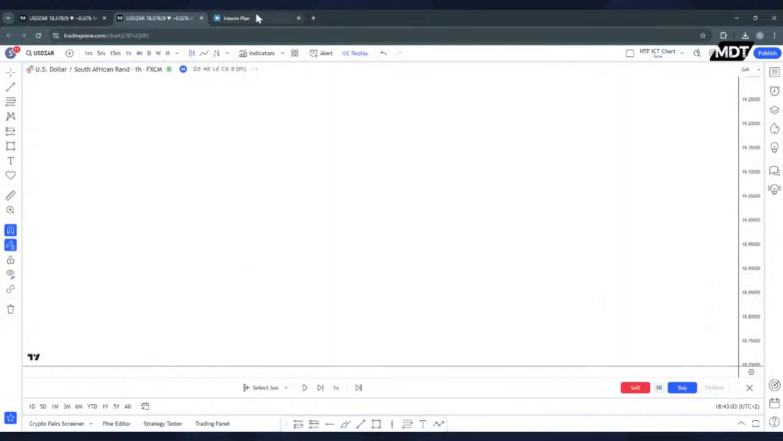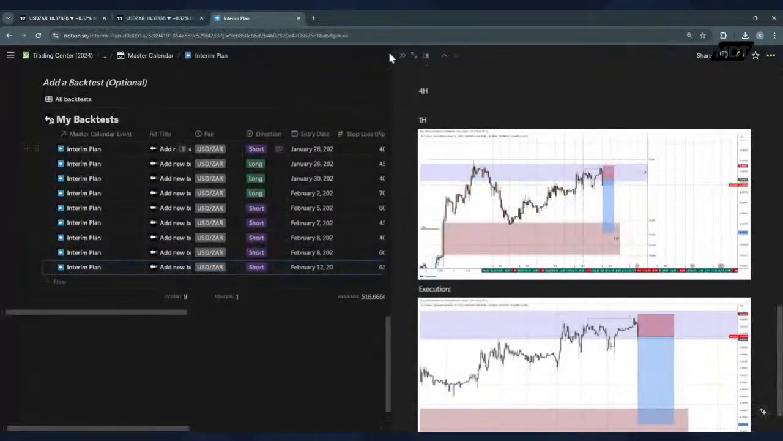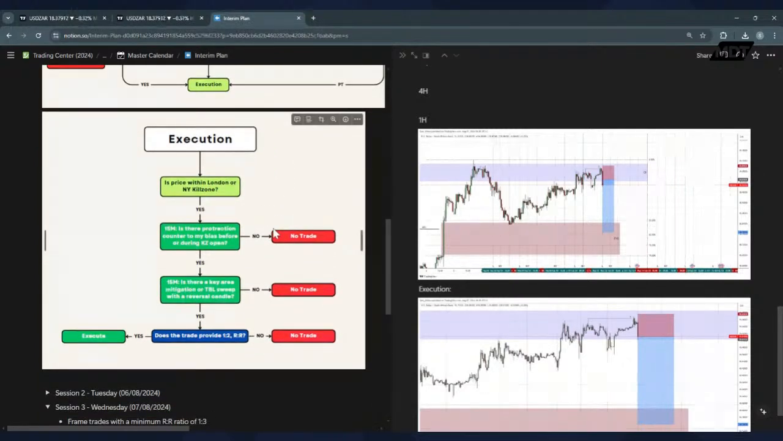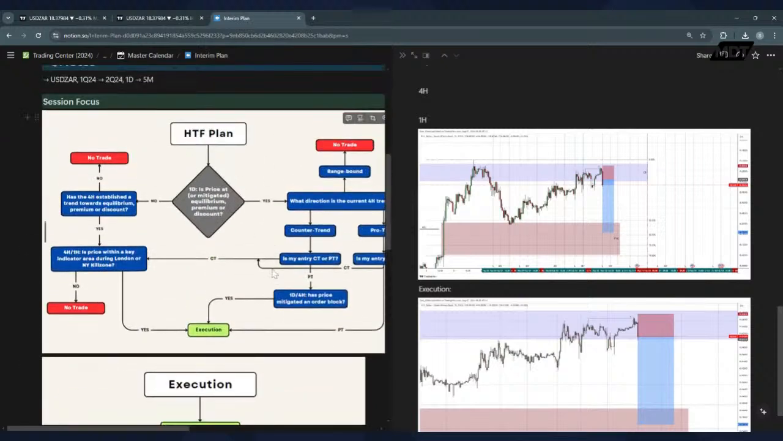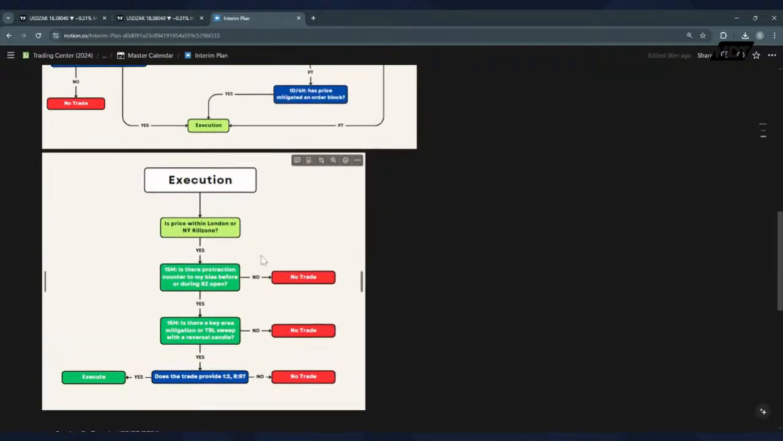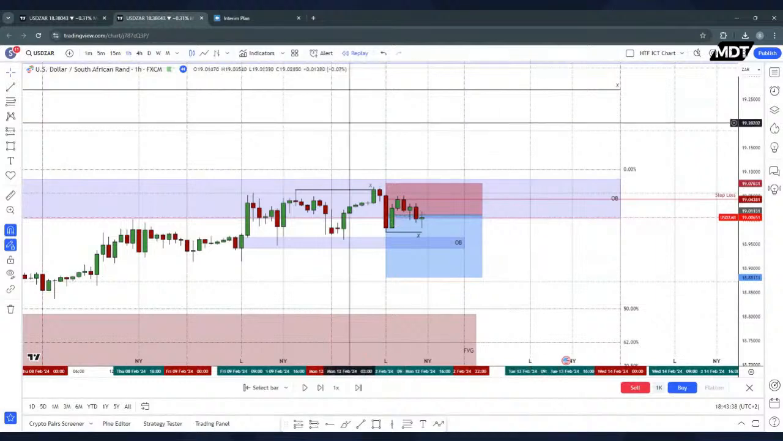So as per the counter trend setup, and I'm just doing this for the purpose of showing you guys what may have been available if we weren't in this current position. We can see currently counter trend is my entry counter trend or pro trend. It's counter trend. So 4 hour, 1 hour price just needs to be within a key indicator area. So that's order block or fair value gap during London or New York kill zone. If we are, then we can execute. If we aren't, then we don't get a trade.